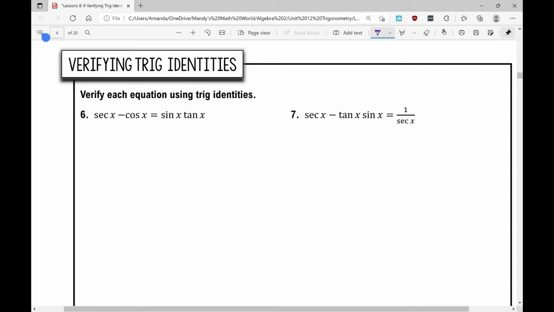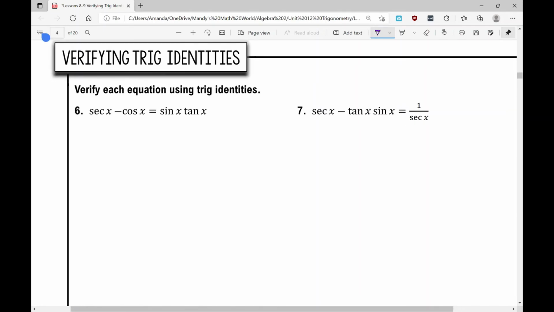So number 6: secant x minus cosine x equals sine x times tangent x. Let's prove this. Let's verify this. The first thing I'm going to do is rewrite secant x in terms of cosine. It's the reciprocal of cosine, so I'm going to write 1 over cosine, minus cosine x, which I'm going to write over 1, because I've already got a fraction on the left. Let's go ahead and rewrite it as a fraction on the right. Equals, I know tangent x, I'm going to write it as sine over cosine, so I'll put sine x over 1 times sine x over cosine x.